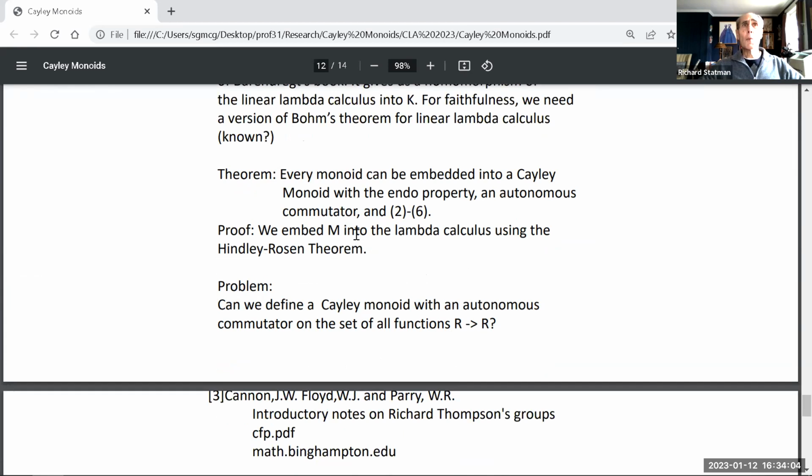Well, there's a lot of problems. Pretty much any question you ask, I don't know the answer to. But the main problem, I think, would be the following. I've asked some of my set theoretic friends about this, and no answers yet. Suppose I take all functions from the set of reals to the set of reals.